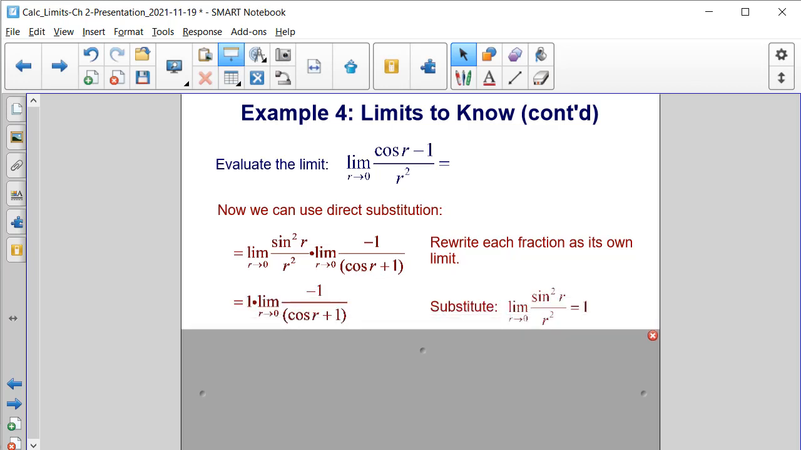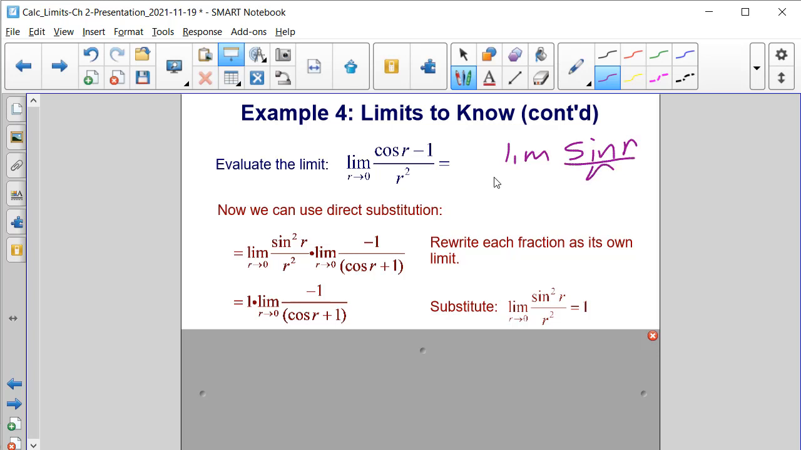And then from there, we can substitute 1 in place of the first limit. Now, why can we do that? Well, we can do that because the limit of sine of r over r as r approaches 0 is equal to 1. Sine squared of r over r squared is equivalent to the quantity sine of r divided by r, squared. So we would basically have 1 squared, which is still equal to 1.